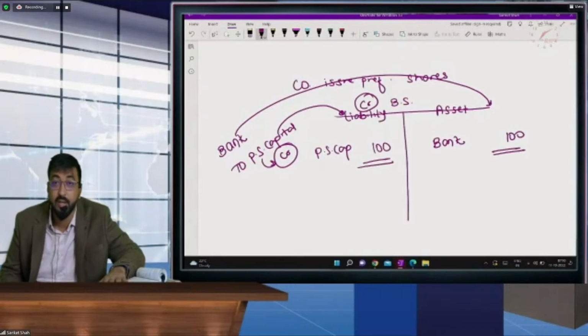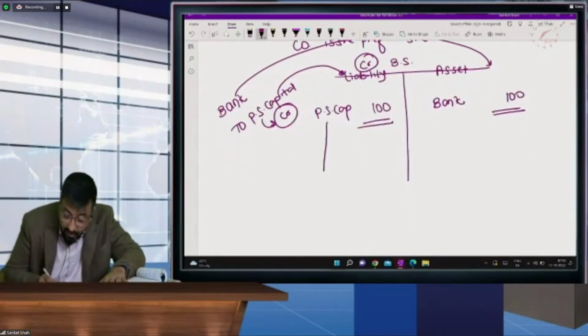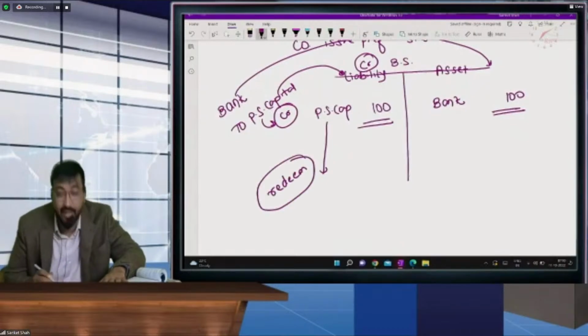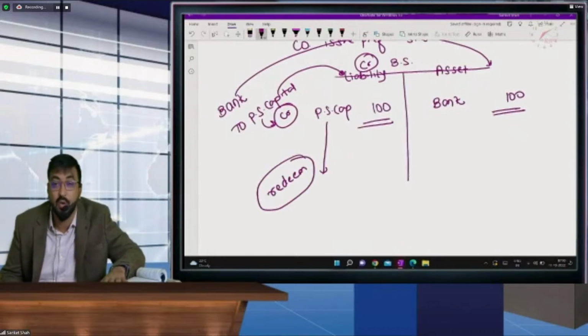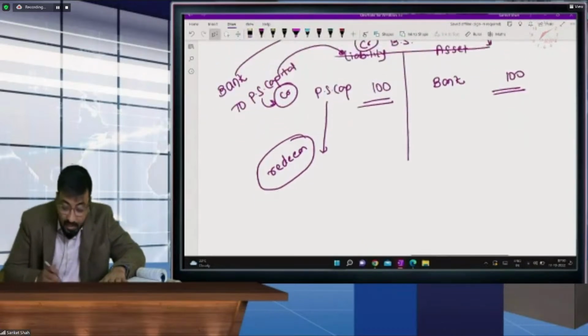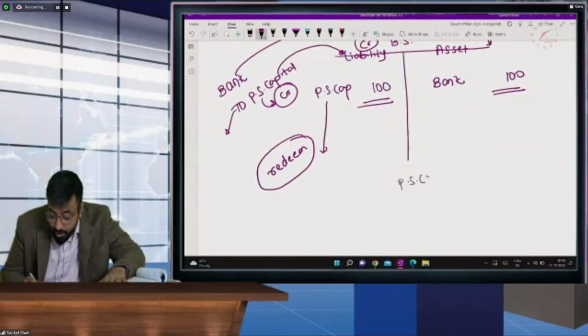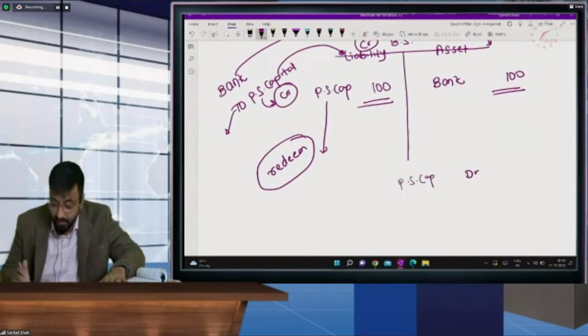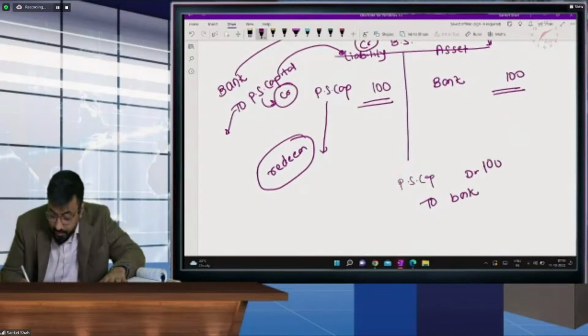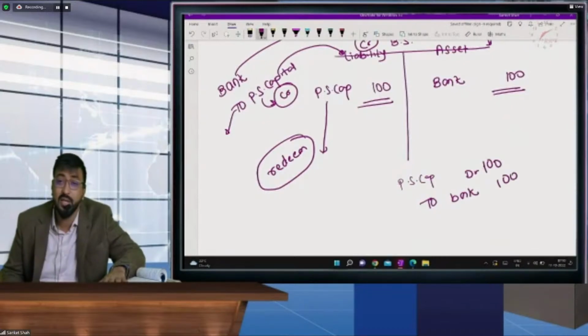Correct? Now the question is, when I want to redeem it. Redeem means I will pay it back. It is called redemption. I will pay it back, but obviously I want to cancel this liability. So sir, preference share capital account is debited because you want to cancel it, and bank account is credited because you will pay it. So 100 rupees, 100 rupees.